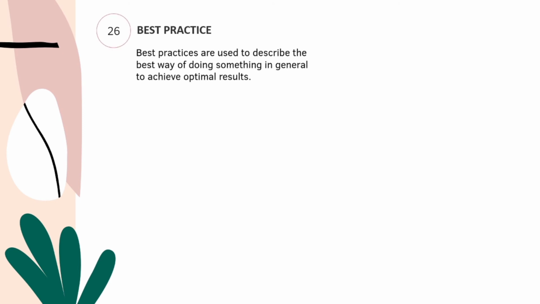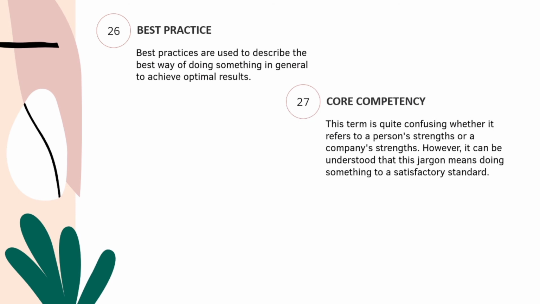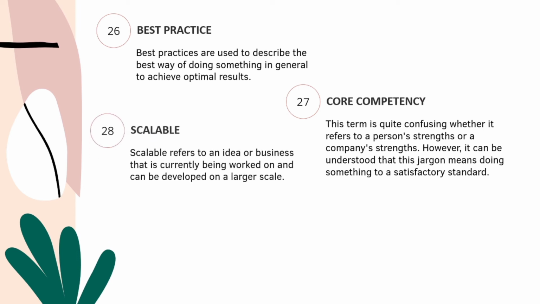Best practice. Best practice is used to describe the best way of doing something in general to achieve optimal results. Core competency. This term is quite confusing whether it refers to a person's strength or a company's strength. However, it can be understood that this jargon means doing something to a static factory standard. Scalable. Scalable refers to any idea or business that is currently being worked on and can be developed on a large scale.